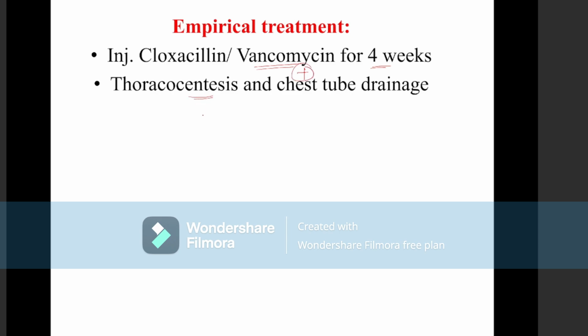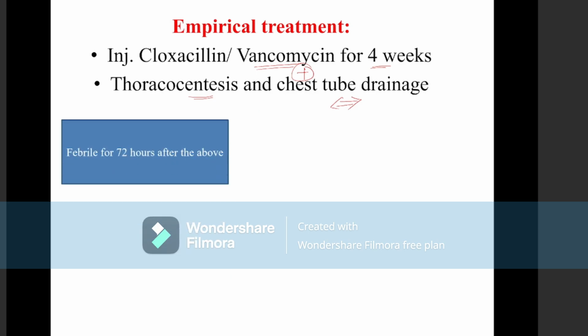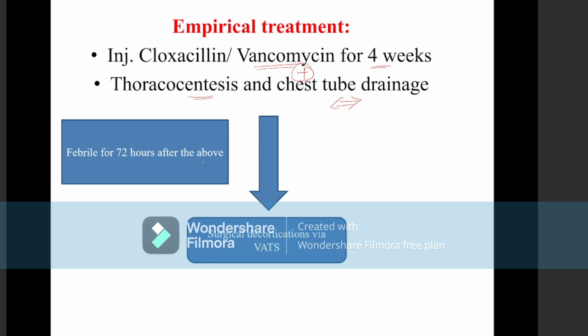Remember, any pus present in any part of the body should be removed. So thoracocentesis and chest tube drainage is the first and foremost treatment of choice. If the patient has fever or symptoms are not cured after 72 hours of antibiotics, then we upgrade the antibiotic and also do VATS surgery. So this is also an MCQ.